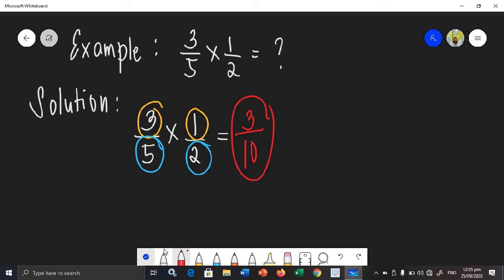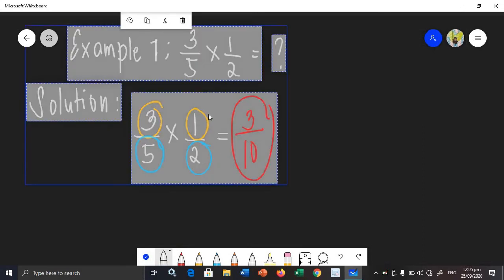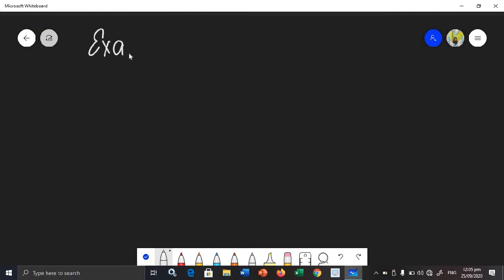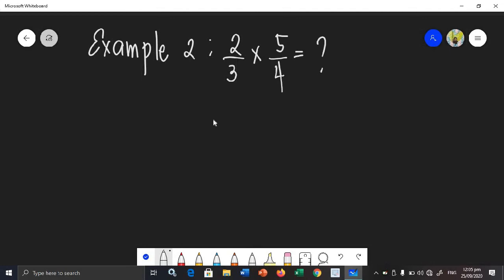How about another example? So, this is example number 1. Another example, let's say we have two-thirds or 2 over 3 times 5 over 4. Here, we can multiply the numerators and then the denominators and simplify the product if necessary. But I am going to teach you another technique so you can be faster in multiplication.